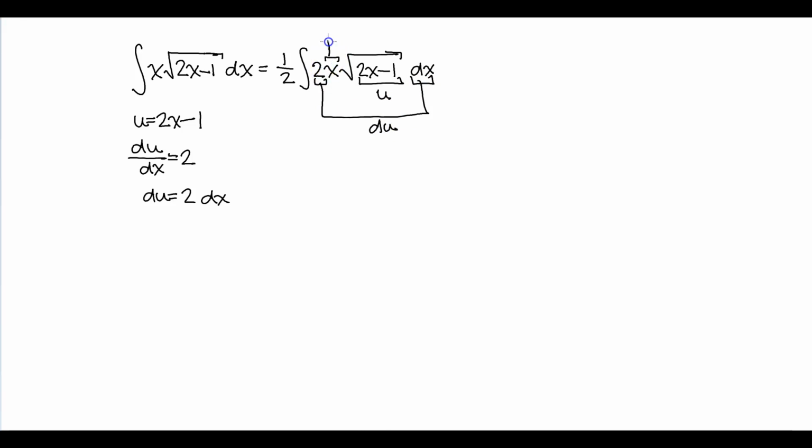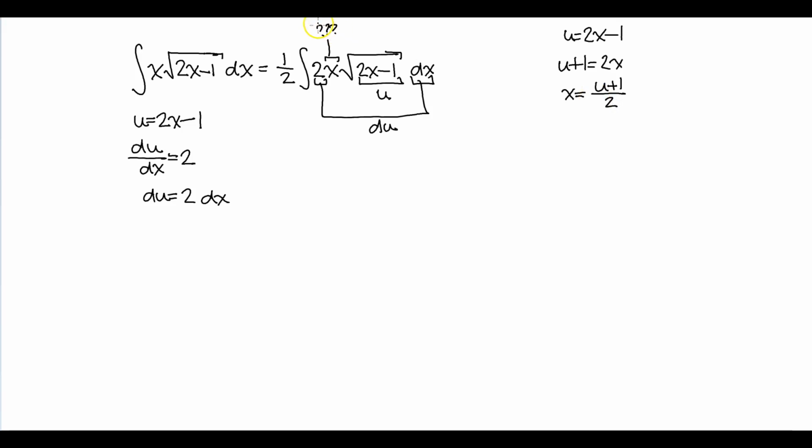Now, what is this x supposed to be? Because you can't integrate with two different variables under the same integral. Okay, so we have to turn x into u. We have to establish x as a function of u. So we have to solve for x in terms of u. So we define u equals 2x minus 1. So x, we have to solve for x like this. In terms of u, we get x equals u plus 1 over 2.